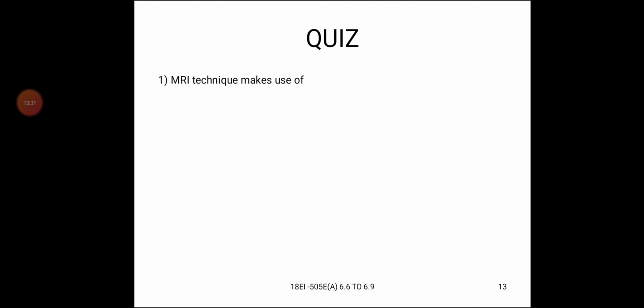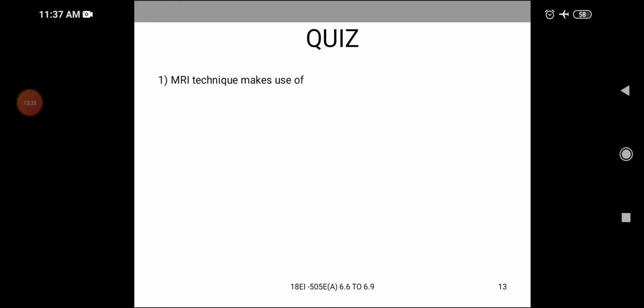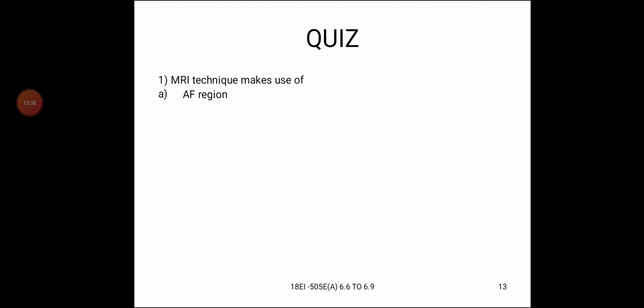We have discussed the principle of MRI. Quiz: MRI techniques use A. Audio frequency region, B. Radio frequency region, C. X-rays, D. None of the above. MRI techniques use the RF region of the electromagnetic spectrum. So our answer B is correct.